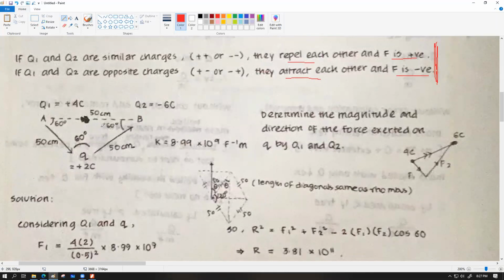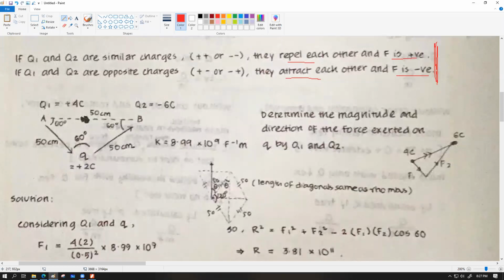Have a look. What we're trying to show over here: let's say we have two charges, Q1 and Q2, located at point A and point B, having charges plus 4 Coulomb and minus 6 Coulomb. They have a distance in between of 50 centimeters. And then we have a test charge, small q. We usually represent the field creating charge with a capital letter, and we represent the test charge, or the force experiencing particle, with a small letter.